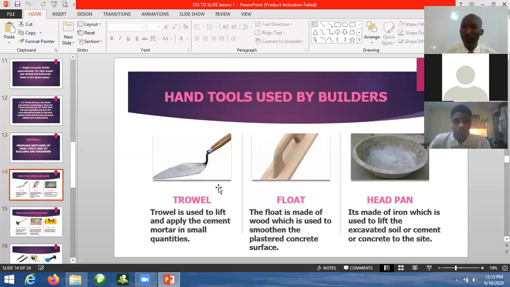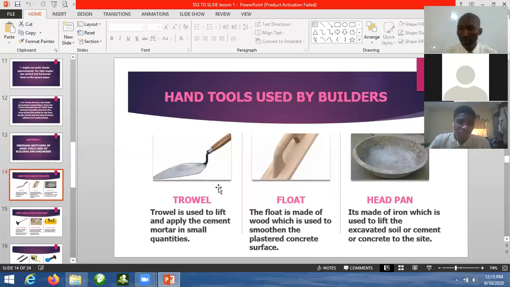And in this class, before the end of this class, I want you to sketch one of these items and show it to me. I want to see it. Okay, sir. All right. Now the second one, can you see the second one? Yes, sir. What is it? Float. Yeah, the float. Have you seen it before?